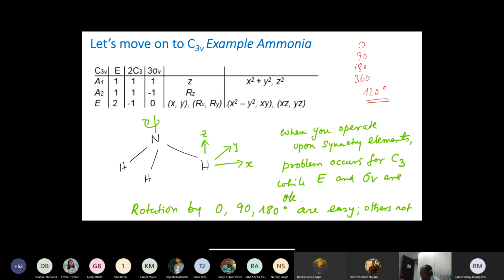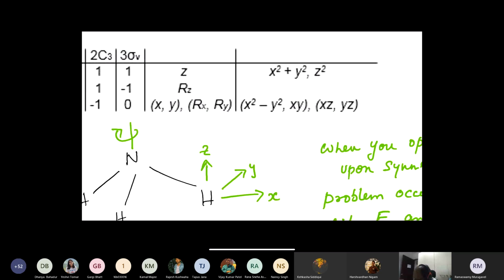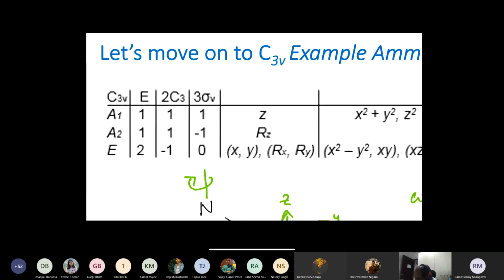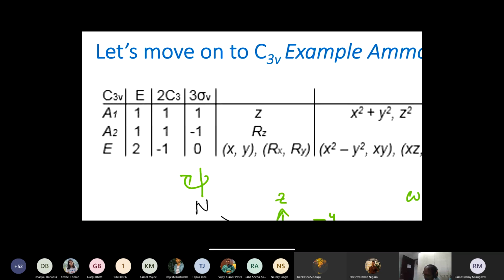You have x, y, z, and you are rotating by 120 degrees. The job becomes difficult. So before I dwell on this too much, let me just show you the character table of C2V, C3V. C3V is a little different from what you saw in the last example, namely water. It actually has 5 plus 1, 6 symmetry elements.